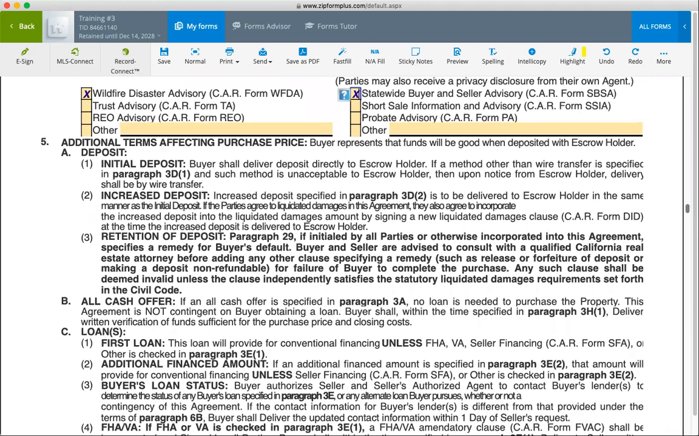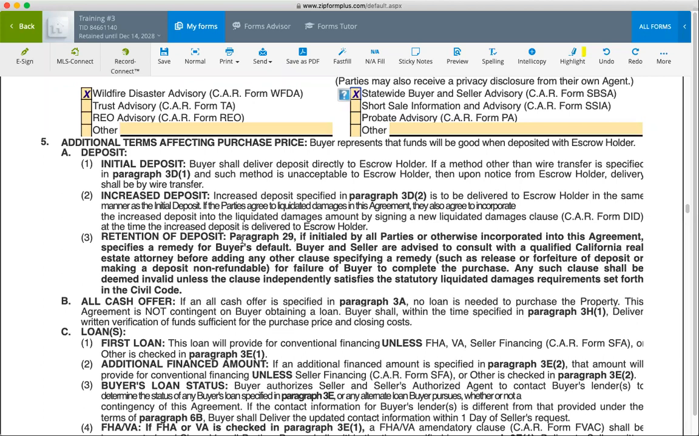Okay. And then these are the referenced paragraphs that were referenced above in the grid. So the initial deposit, and it refers back to the grid, 3D1. That's where it talks about the initial deposit. The increased deposit, it refers back to 3D2. That's where it talks about that. Retention of deposit.